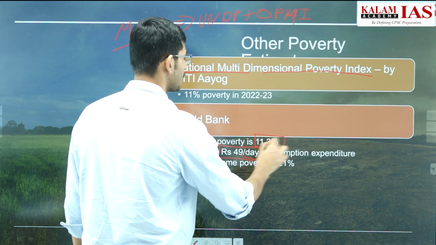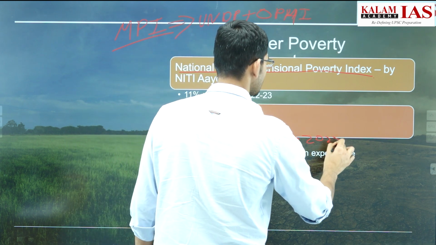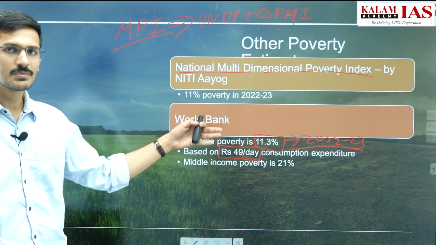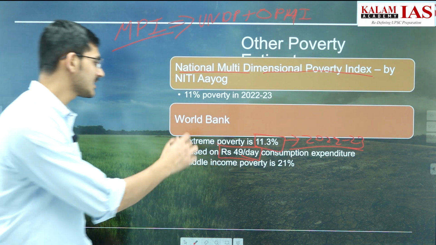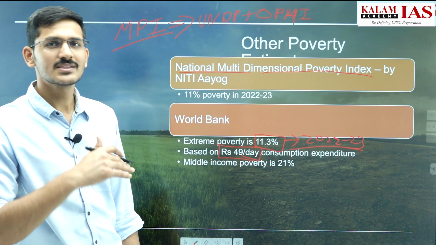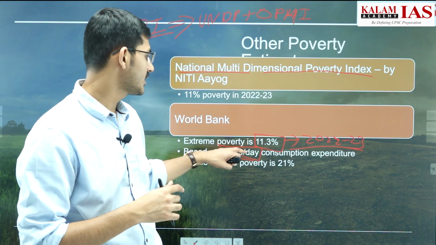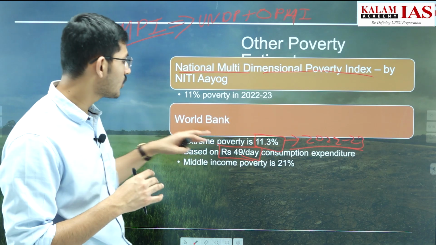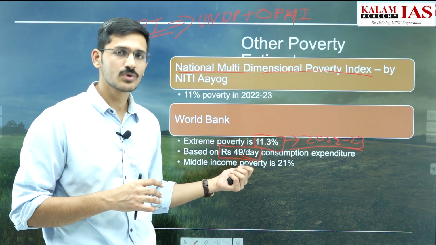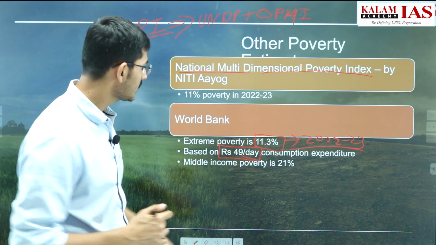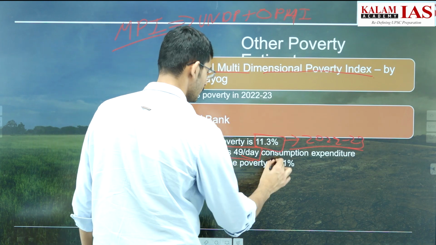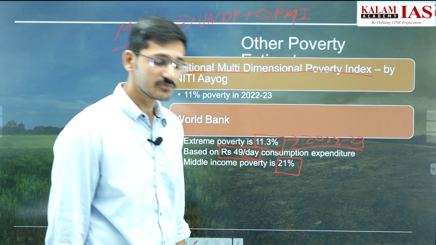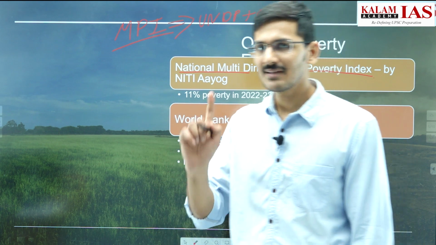The extreme poverty is 11.3% in 22-23, based upon 49 rupees per day. And middle income poverty has other criteria also apart from just consumption of rupees 49 per day, and it is more than twice of it. If you are able to spend about twice of what is spent in extreme poverty, then you are considered as middle income poverty, and the middle income poverty in India is 21%. So the World Bank said that the poverty rate in India is 21%, and the extreme poverty is 11.3%.